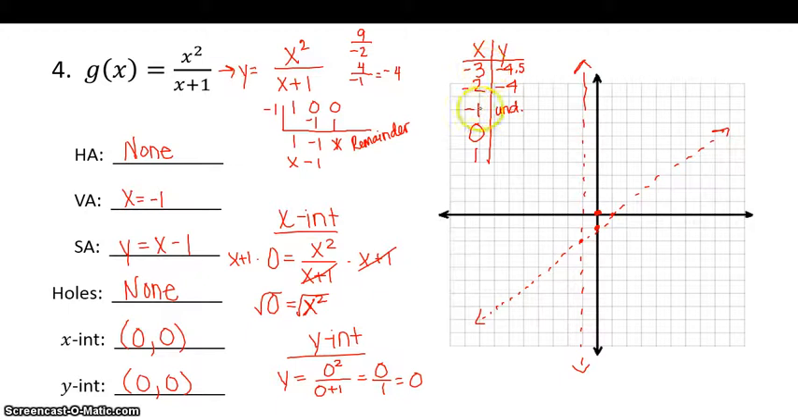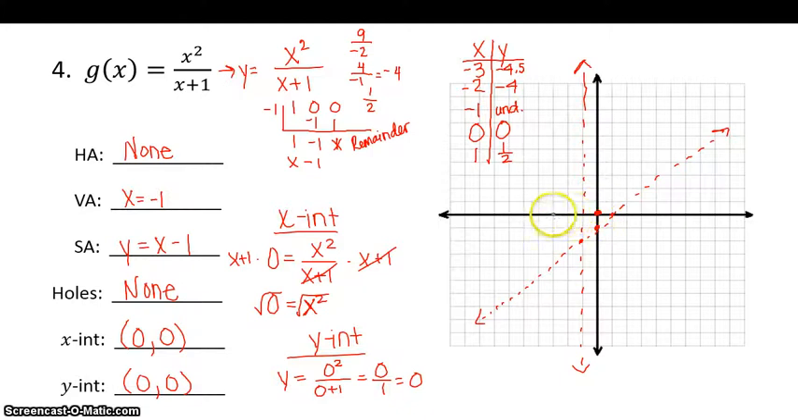So I just picked two numbers that were on this left side, which are smaller than this vertical asymptote at -1, plugged them into the problem to get the y values. Now when we plug in 0, we get 0 over 0 plus 1, which is what our intercept was at 0, 0. Then if I plug in 1, 1 squared is 1, 1 plus 1 is 2, so then that gives you 1/2.